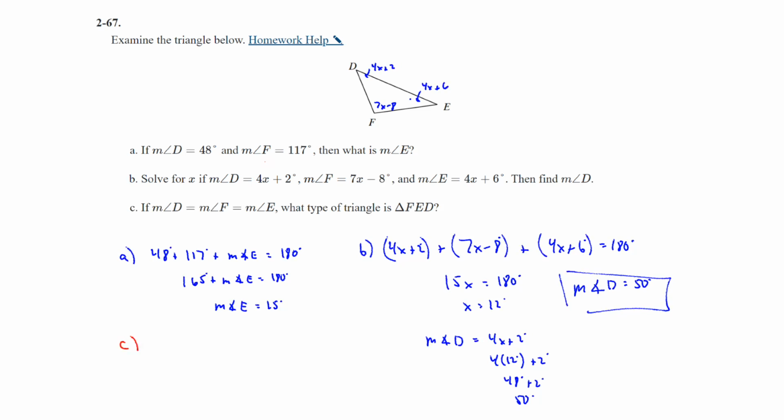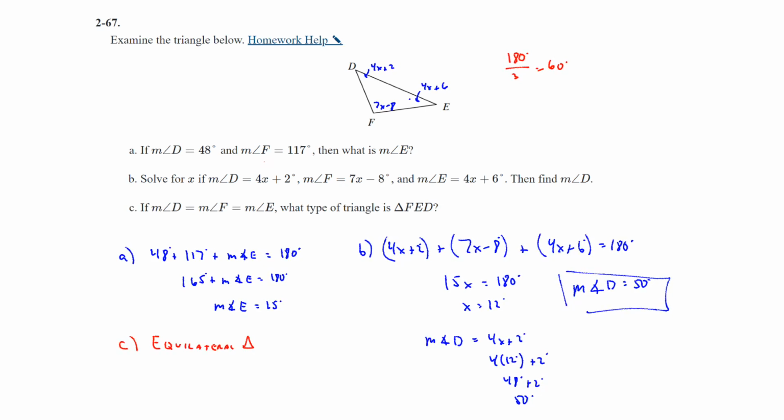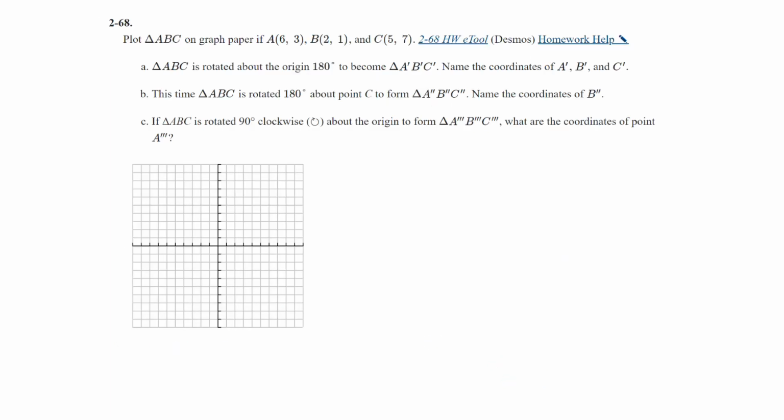Question C, if the measures of angles D, F, and E are equal, what type of triangle is it? Well, if the measures of all three angles are the same, this would be 180 degrees, and if they're all the same, we can divide by 3, which makes them all 60 degrees. This would represent an equilateral triangle. And so if the angles are all 60 degrees, it also makes their side lengths the same measure. Now, they can be different measures for different sizes of triangles, but they would all be equal.